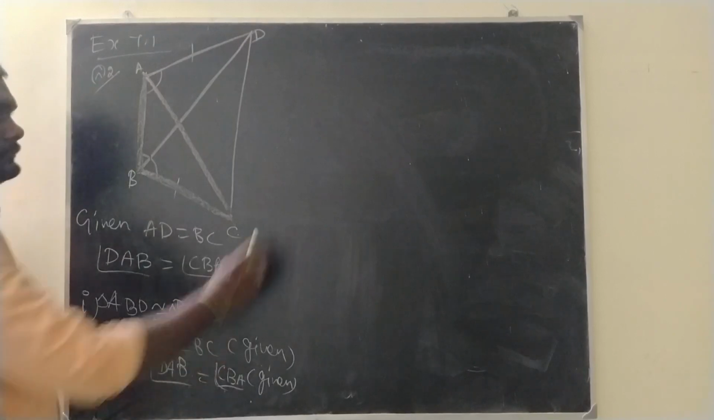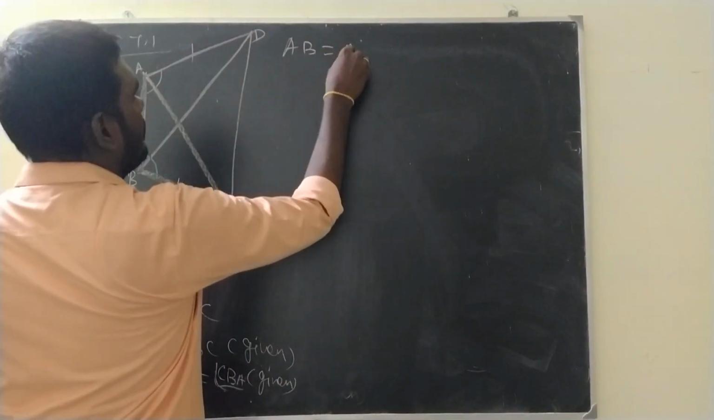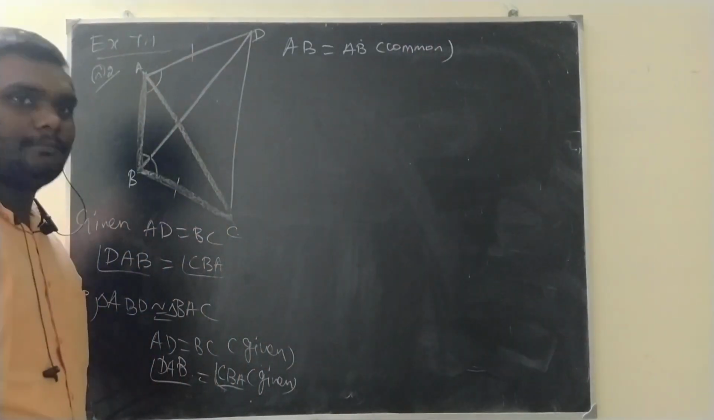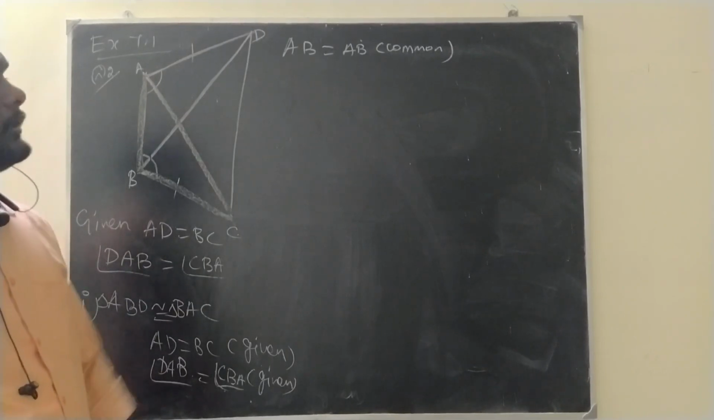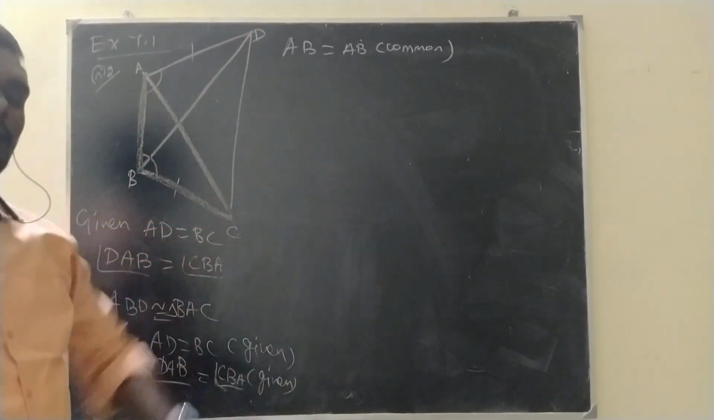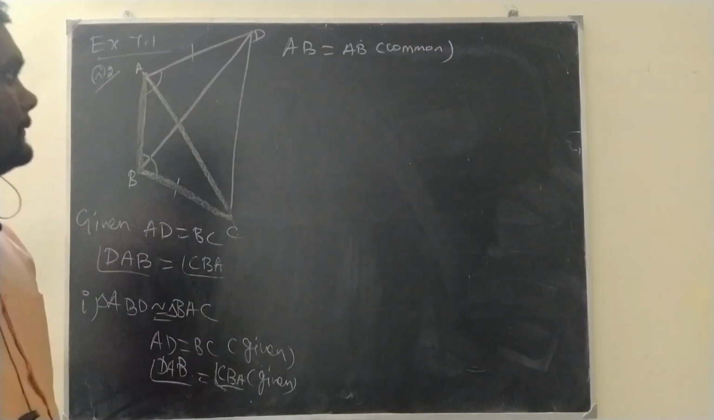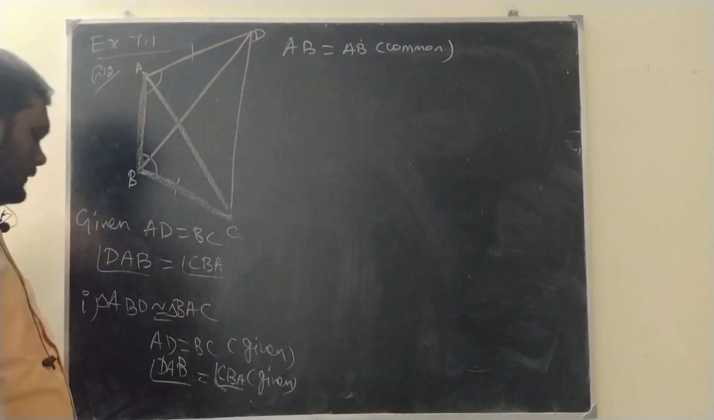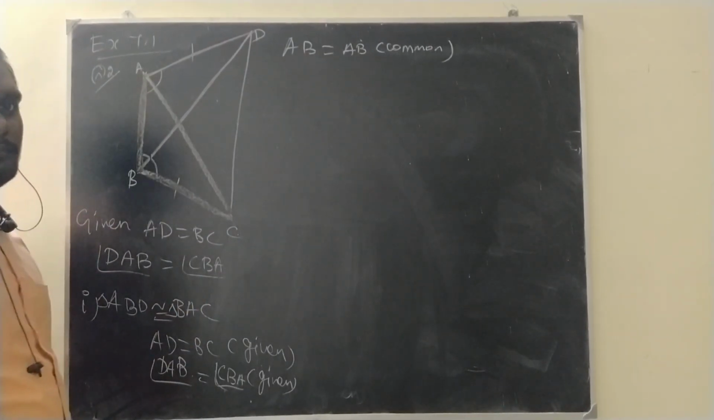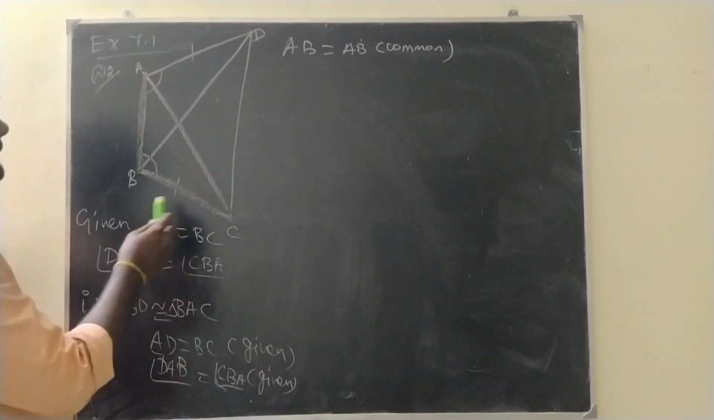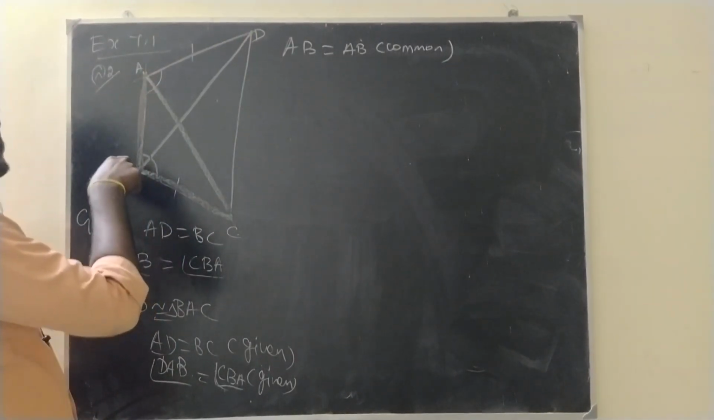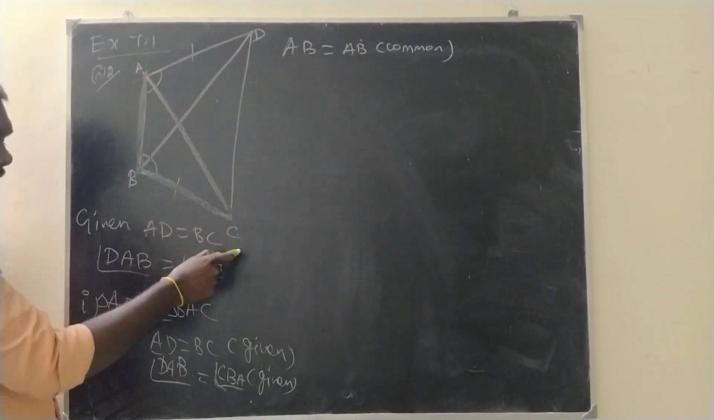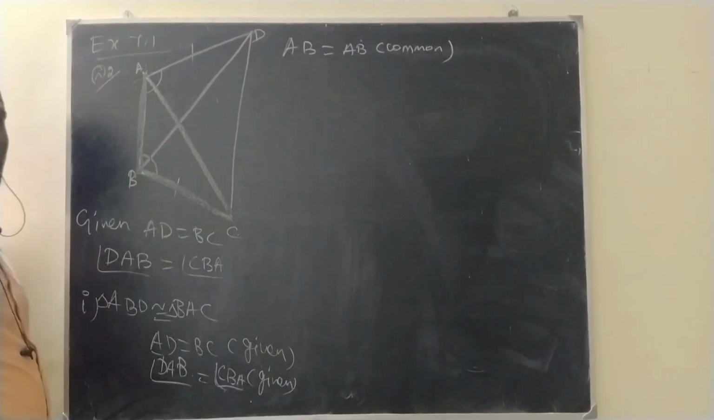AB equals AB, common. See, this AB belongs to this triangle, that AB belongs to that triangle. So, we have two sides and one angle equal. All we need to make sure is whether this angle lies between the given two sides or not. AD and AB: AD is here, AB is here. Between these two only that angle lies. Same way, AB is here, BC is here. Between these two only this angle lies.